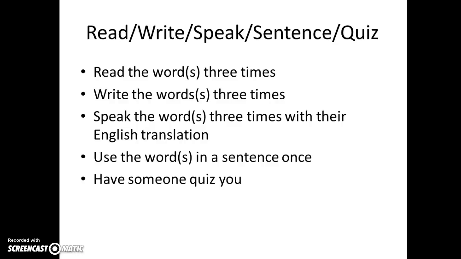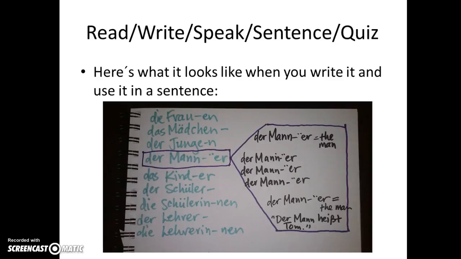This is a lot like what it sounds like. You read the vocabulary words that you're learning 3 times. You write the words 3 times. You speak the words 3 times, once with their English translation. You use the words in a sentence, and then you finally have someone quiz you. And that's a very effective way to learn the vocabulary words. Here's what it would look like if you were doing this on paper.